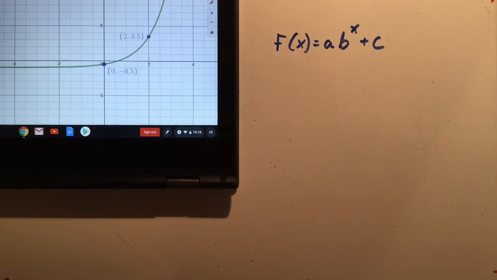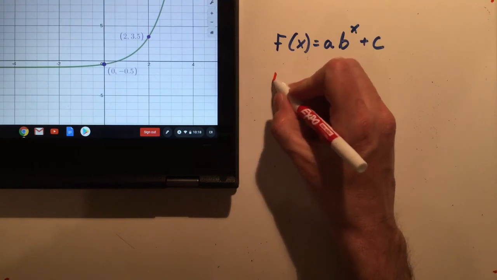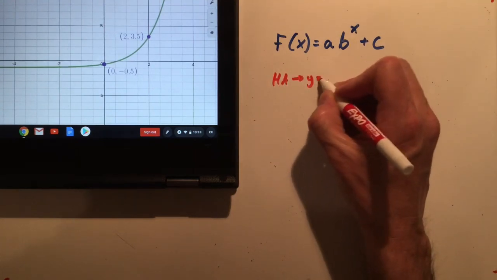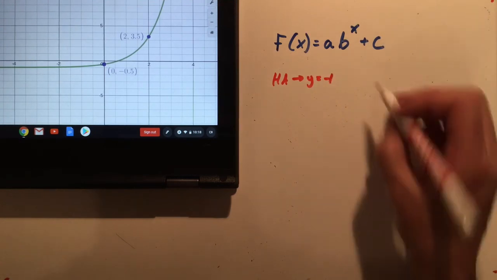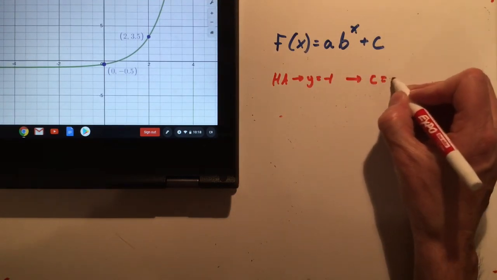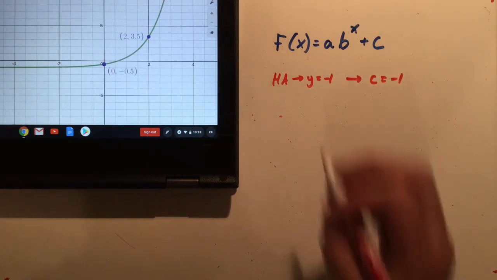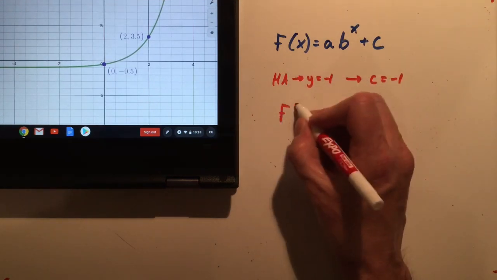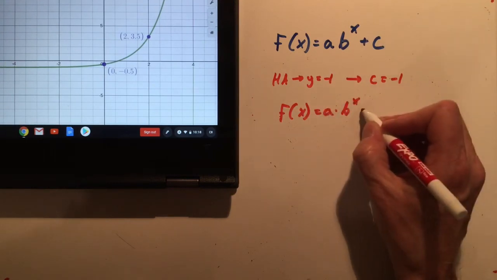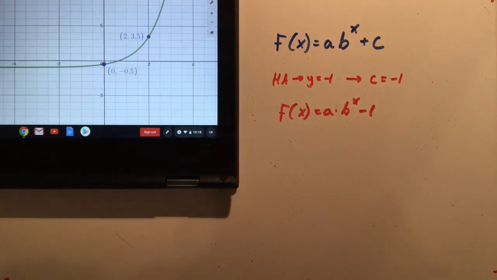So now let's take a look at our function that we're given here. The horizontal asymptote clearly appears to be y equals -1, so that tells me that c is equal to -1. Okay? And I could go ahead and write my equation this way, a times b to the x minus 1. 2 more things to find out.